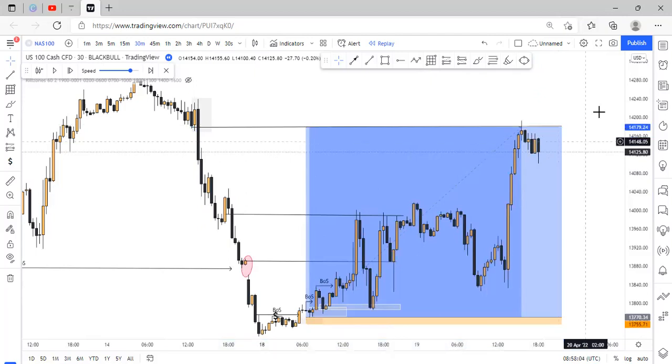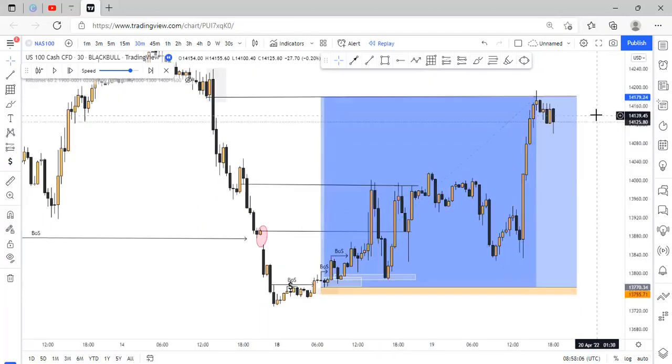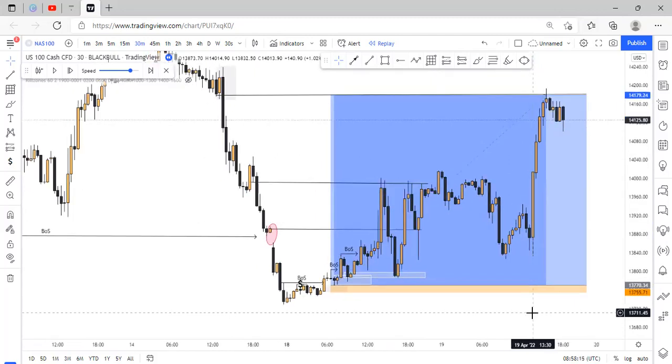Okay, so this is how to trade gaps, this gap, and this is how to trade imbalance and supply and demand zones. Okay, SMC works on indices, on currency pairs, on metals as well.